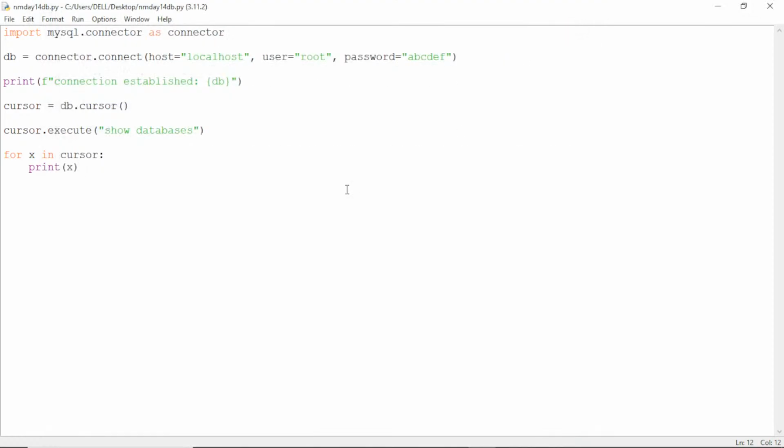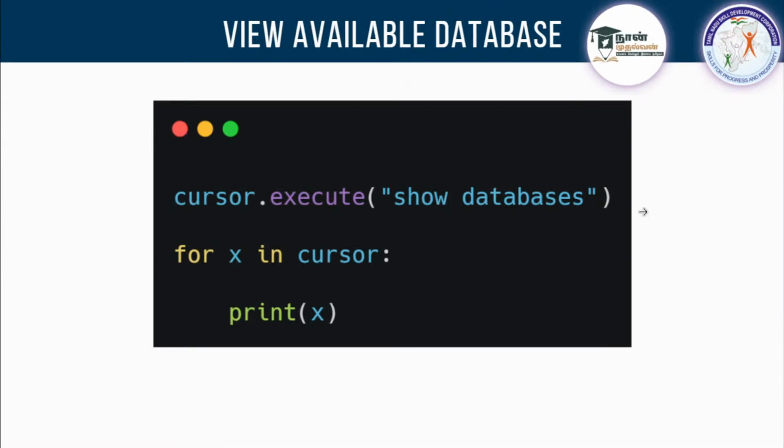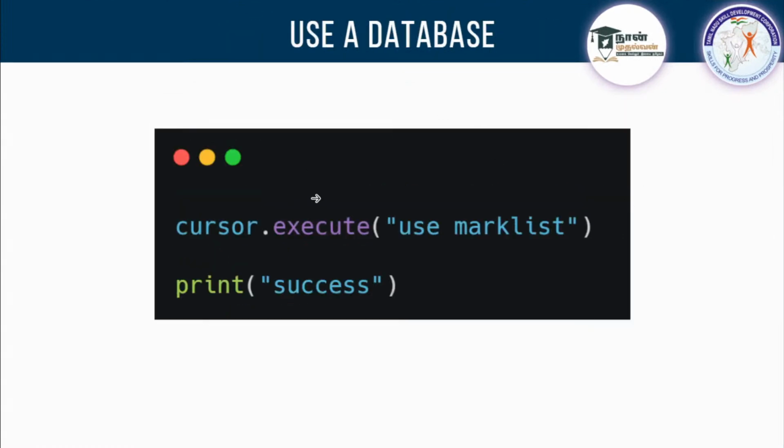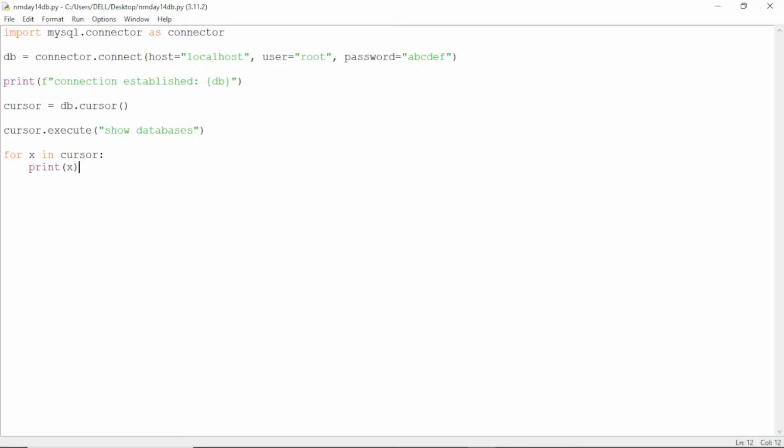Now next thing will be, we have seen how to create a database, how to view the databases, what all things are there. Next will be how to use a database. If you want to create a table and store information, you want to select a database because there are many databases, right? And I want to use this mark list database. So for that I have to execute use mark list. So I'll tell it to use the mark list database.